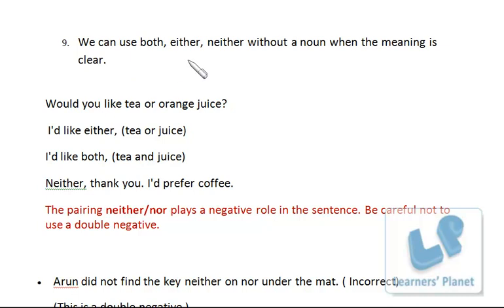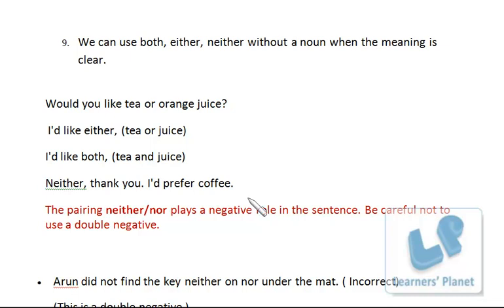We can use both, either, neither without a noun when the meaning is clear. Would you like tea or orange juice? I'd like either. I'd like both. Neither, thank you. I'd prefer coffee. If the meaning is clear, there is no need to use the noun. If you are asked, would you like tea or orange juice, you can answer, I would like either, if you want any one of them. If you want both, you can say, I'd like both. If you want none of them, you can say neither, thank you, I'd prefer coffee.